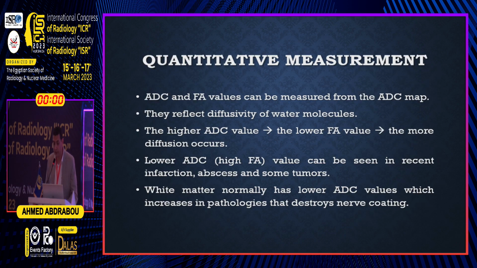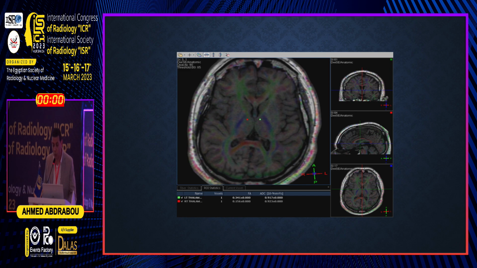There is also a quantitative measure in DTI in which we can measure what is called the FA value, which is the fractional anisotropy value, and also the ADC value to get mathematical measures of the diffusion restriction. And this is an example of an ROI which was put inside the brain, and we can get some measurements. These measurements are the ADC and FA values.